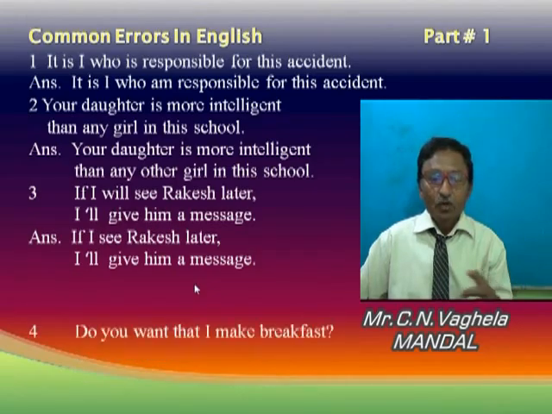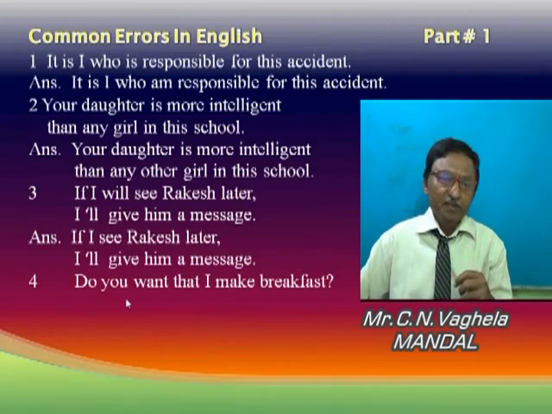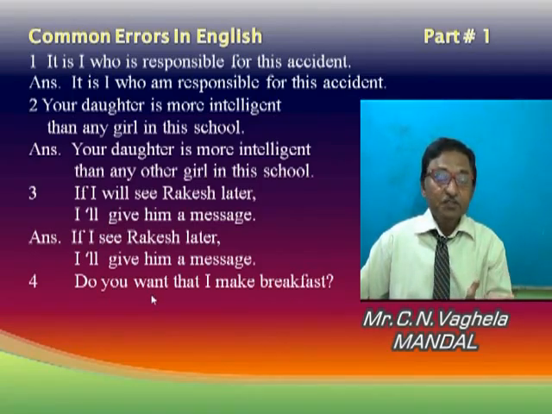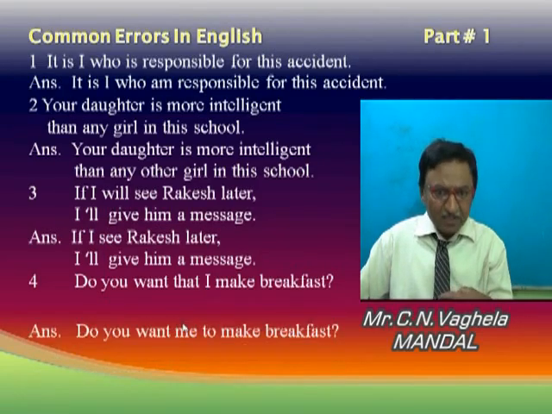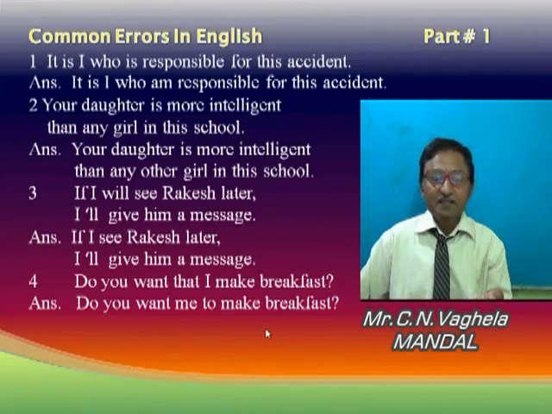Next sentence: Do you want that I make breakfast? Here, in "do you want," you is the subject and want is the verb. Then we need an object. Here I is not an object because it is a subject. We have to use the objective form of I. The correct answer is: Do you want me to make breakfast? This is the correct one.